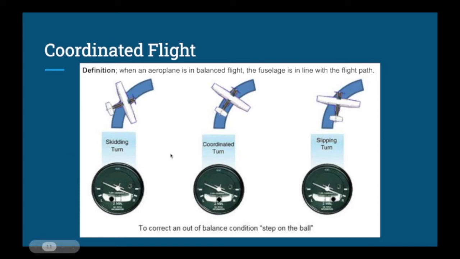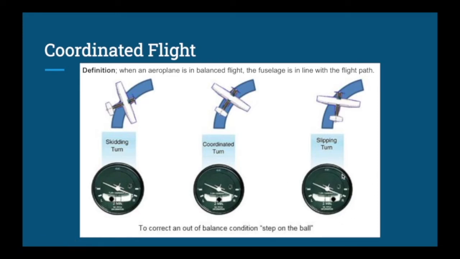So looking at the left here, it shows what's called a skidding turn, which would be rolling to the right and applying too much right rudder. The ball would go out to the left. We say you have the saying step on the ball. So for coordinated flight, you would press the left rudder or even just relax your right foot off of the right rudder to get that ball centered.